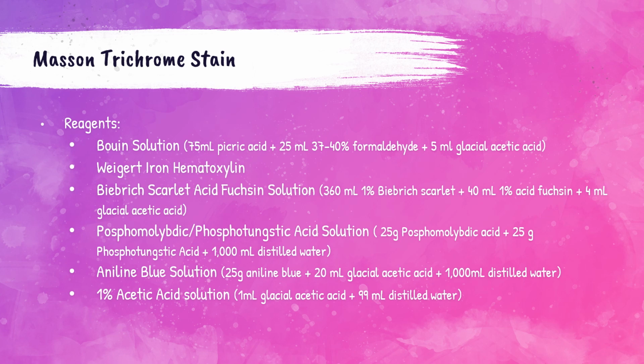Then you'll also need a phosphomolybdic and phosphotungstic acid solution. I'm going to butcher this, forgive me. You want to combine 25 grams each of those different types of acid with 1,000 milliliters of distilled water. An aniline blue solution, which is prepared by combining 25 grams of aniline blue with 20 milliliters of glacial acetic acid and 1,000 milliliters of distilled water. And then lastly, a 1% acetic acid solution, which is prepared by combining 1 milliliter of glacial acetic acid and 99 milliliters of distilled water. So those are all the reagents that you'll need.